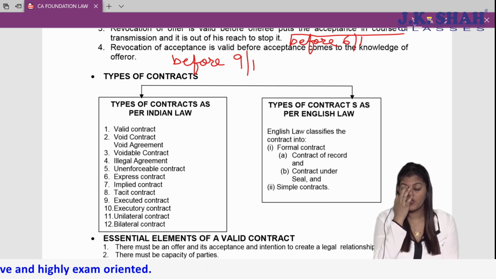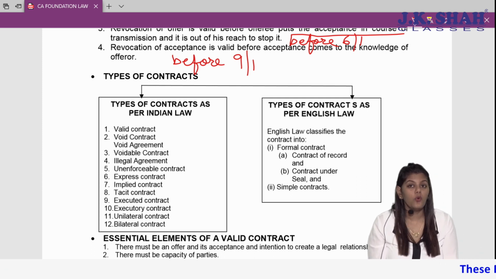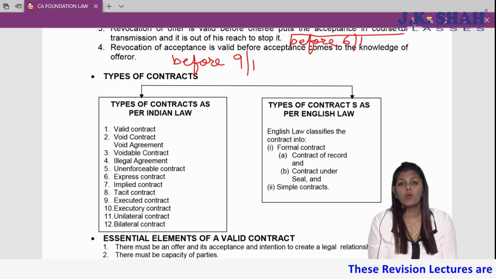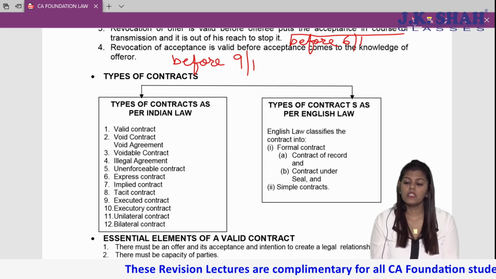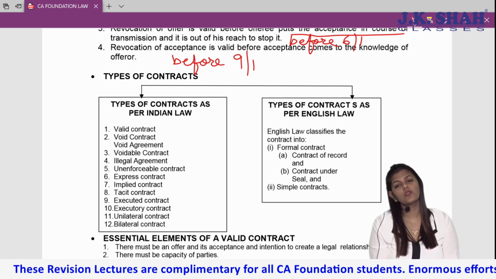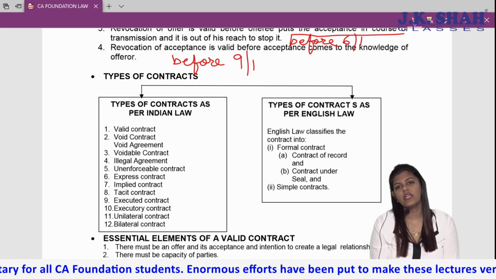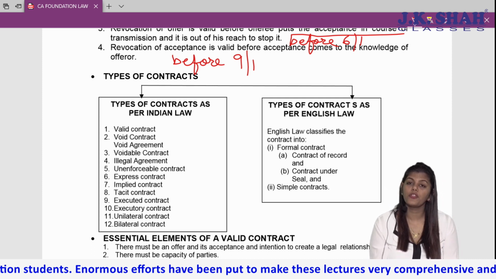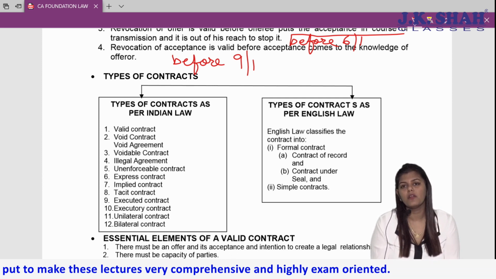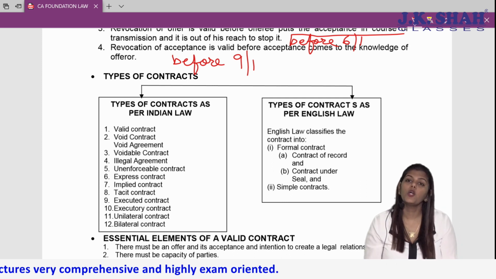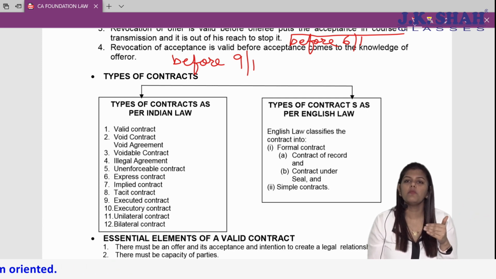Then you have a void agreement. Students think that they are the same. They use these terms interchangeably, void contract, void agreement. No. Of course, the word void is common, but a void agreement is an agreement which is not enforceable by law from the beginning itself. That means it never got a chance to become a contract. It was still an agreement. For example, the Jai Viru case, dinner, yes, there was offer, there was acceptance, there was an agreement, but it was never enforceable by law. But at least it was an agreement, so it's a void agreement. A void contract is a contract which is valid in the beginning, subsequently becomes void. A void agreement is an agreement which is void from the beginning.